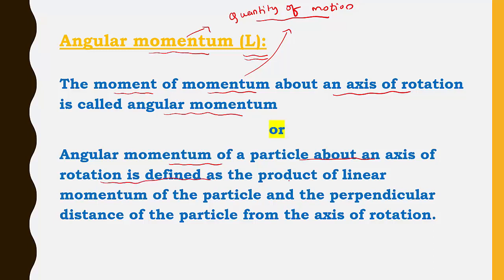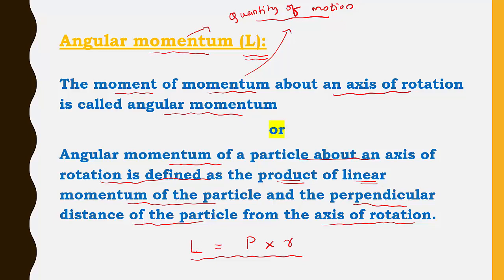is defined as the product of the linear momentum of the particle and the perpendicular distance of the particle from the axis of rotation. Angular momentum is denoted by what? L. L equal to the product, means multiplication, of linear momentum, denoted by P, and the perpendicular distance, R. L equal to P cross R. This is the angular momentum mathematical definition.